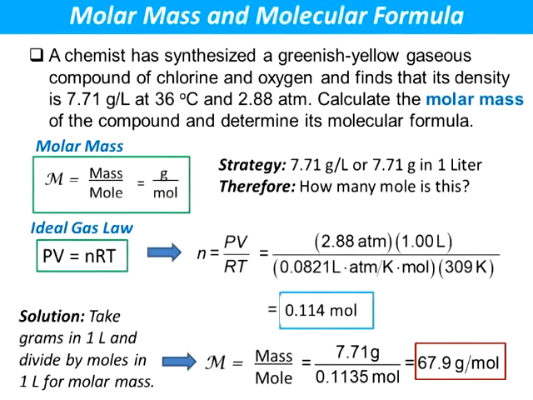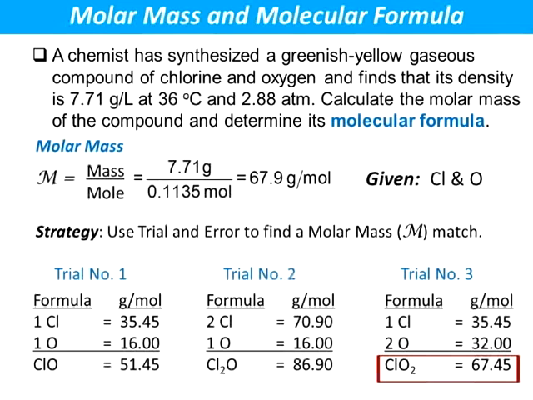Once I have obtained the molar mass, I can now proceed to determining what the molecular formula is. So what do we know? We know that we have a compound composed of chlorine and oxygen only. We know that that compound has a molar mass of 67.9 grams per mole. Therefore, my strategy is to simply use trial and error to find a molar mass that matches 67.9 grams per mole. So, I set up a series of trials.